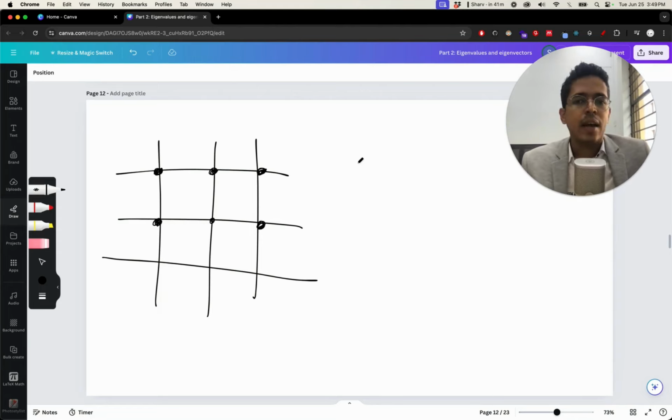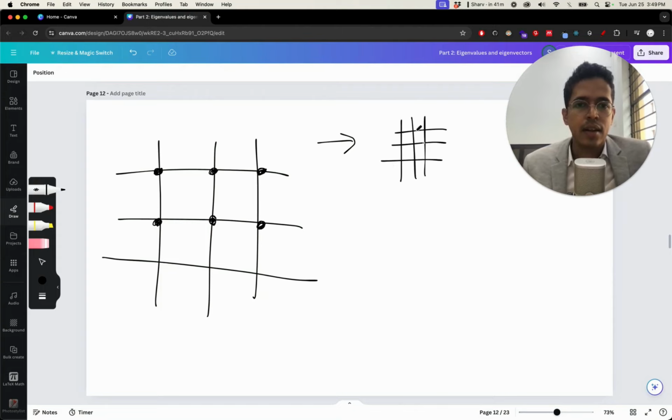Let's say the operation that is happening to this is scaling. So if it is scaling, it can be squished or expanded. If it is squishing, these grid lines will come close to each other, right? And then these points are still equidistant, and the lines on which these points are staying are still parallel. So this is if scaling is happening.